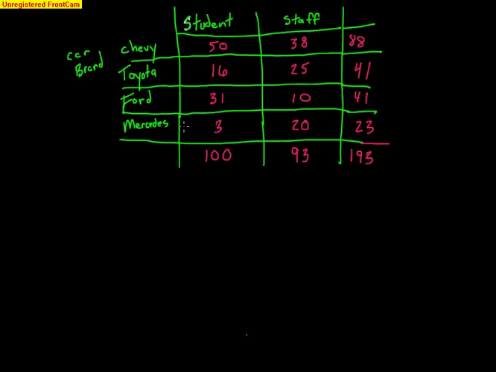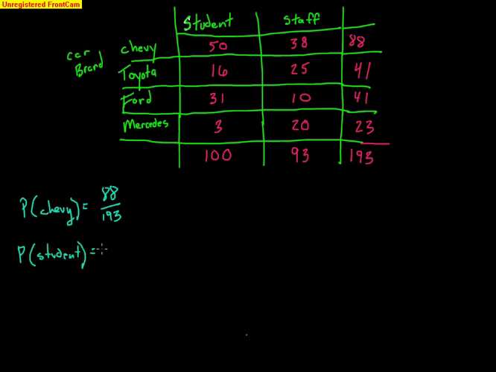So I could ask you some real simple probability, like, hey, what's the probability that we found a Chevy? What's the probability that we pick out, of all these people, we get a Chevy owner? Well, there were 88 Chevy owners divided by 193 people. That's easy. What's the probability that we pick a student's car? So what's the probability we pick a random car and it's a student? Well, there were 100 student cars out of 193.